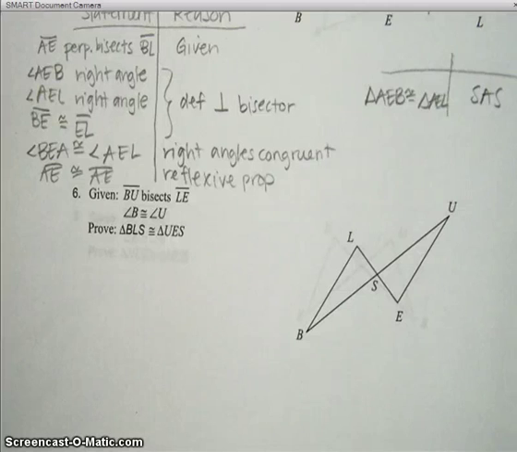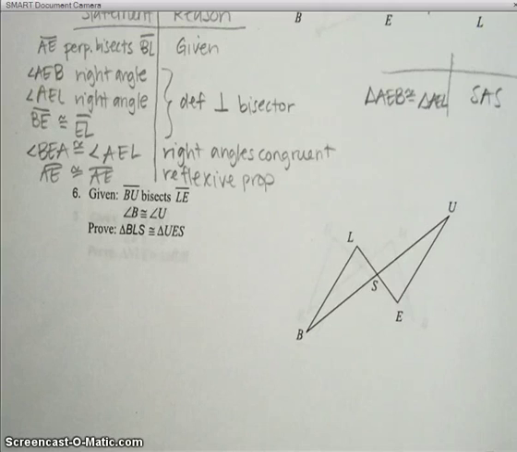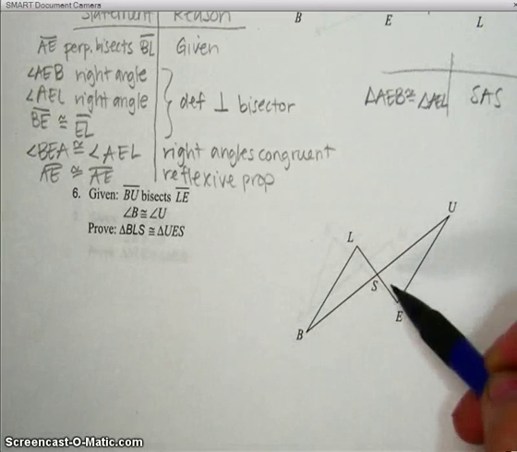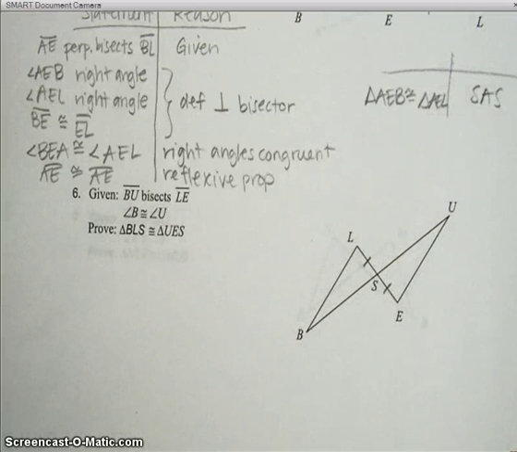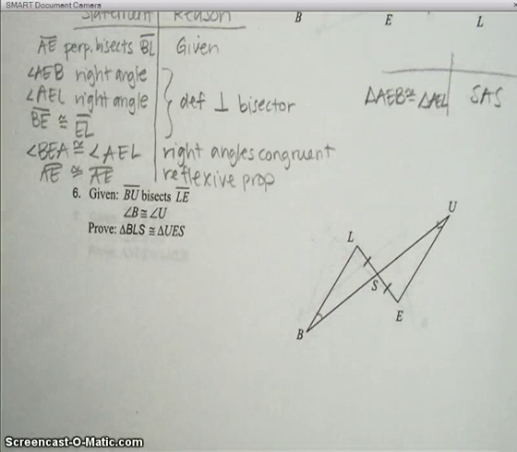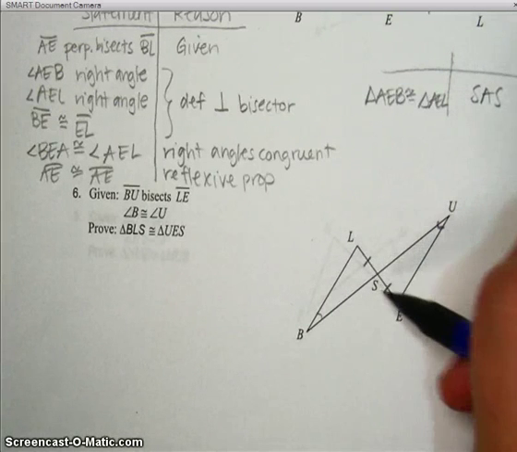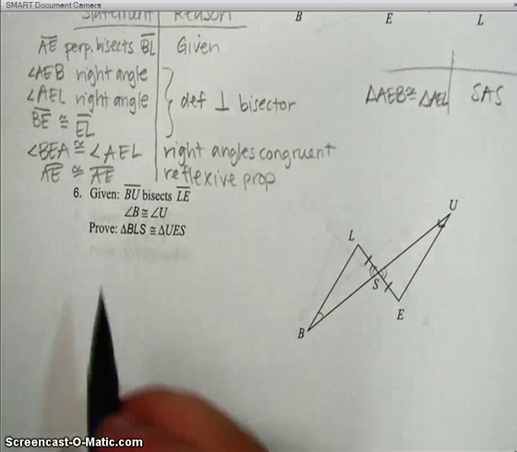If we look at number 6, it says that we are given that segment BU bisects LE. So looking at that, we know that this segment BU cuts segment LE in half. So we know that LS is congruent to SE. Then we know that we're given that angle B is congruent to angle U. So we can put a curve. And we know that angle LSB and angle USE are congruent by the vertical angle theorem. They are vertical angles. So we'll make our chart.